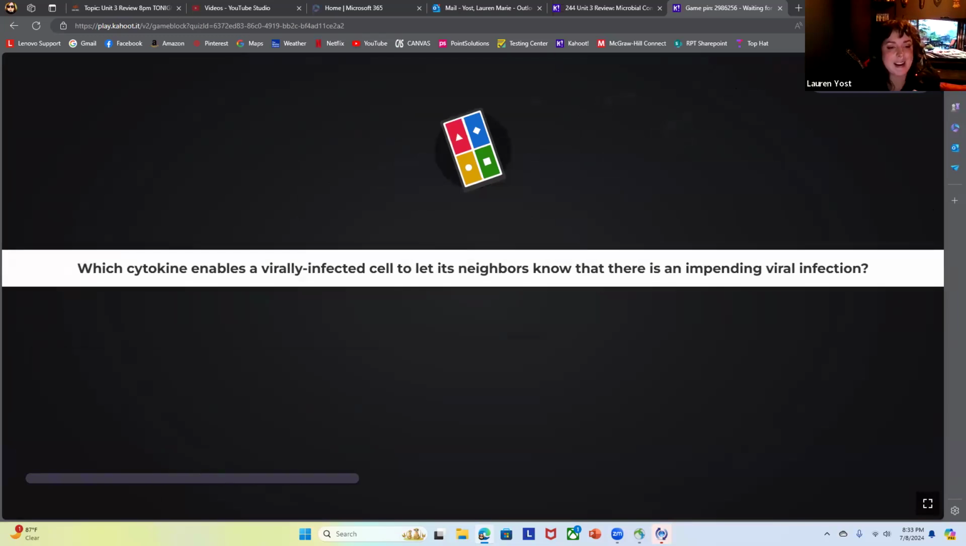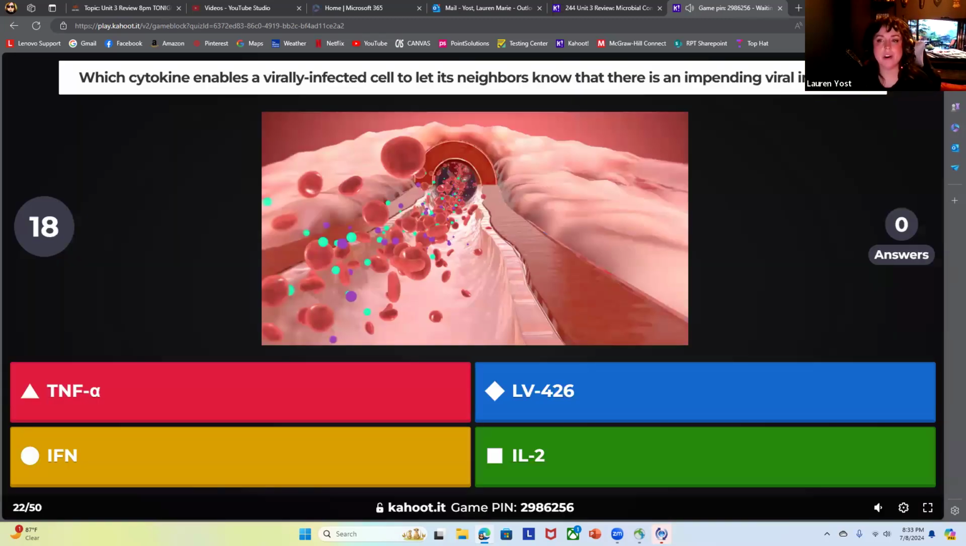So which cytokine, this is a cell signaling molecule, a cytokine, enables a virally infected cell to let its neighbors know there is an impending viral infection? All right, so you're infected with a virus and you're going to send this signal to your neighbors. This is my favorite little story example that I give.